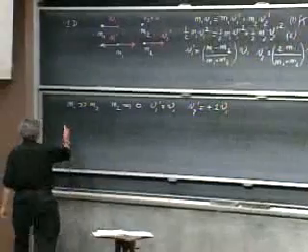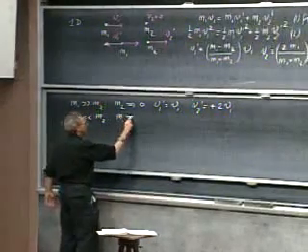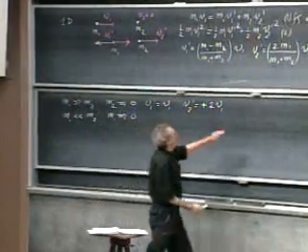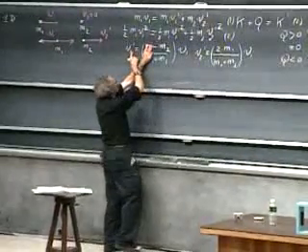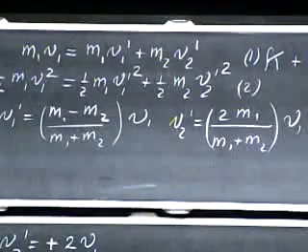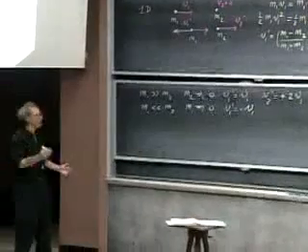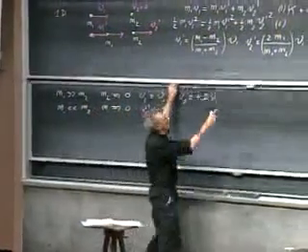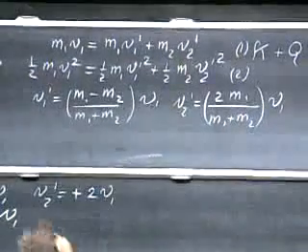Now let's take a case whereby M1 is much, much less than M2. In other words, in the limiting case, M1 goes to 0. And we substitute that in here. So this is 0, and so you see V1 prime equals minus V1. Completely obvious. The ping pong ball bounces off the bowling ball and just bounces back. And this is what you see. And the bowling ball doesn't do anything because M1 goes to 0, so V2 prime goes to 0.